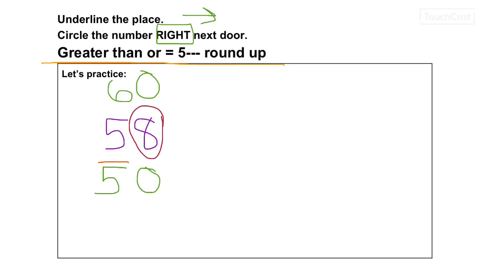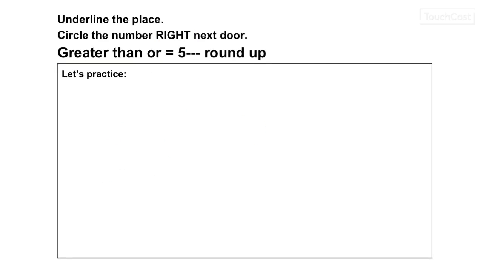Remember, it stays between those two tens right there. So I need to look at the number 8. Is the number 8 greater than or equal to 5? Yes. So that means I'm going to round up to 60. 58 is closer to 60. And that makes sense. Okay, let's try another one.